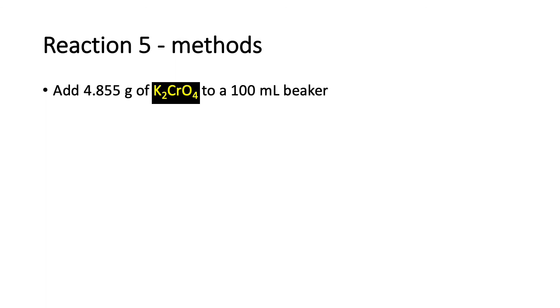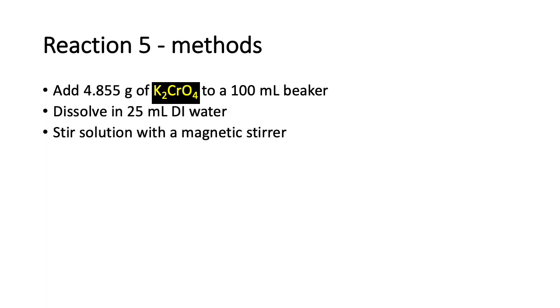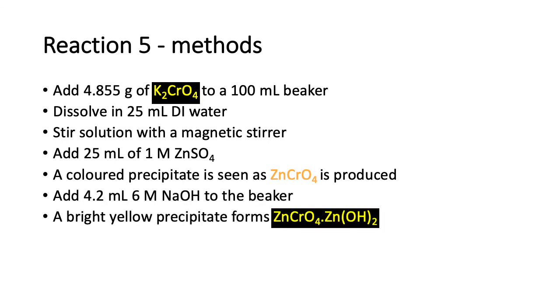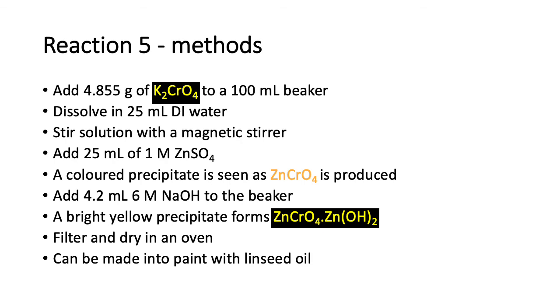So these are the methods for this reaction. First you add 4.855 grams of potassium chromate in 25 ml of water. Dissolve it, then add 25 ml of 1 molar zinc sulfate solution. You should see an orange precipitate at that point. Then you add 4.2 ml of 6 molar sodium hydroxide, and then you'll get your bright yellow zinc chromium complex that looks like chrome yellow. Filter it, dry it in an oven, and then you can make it into paint with linseed oil or other binders for paint.